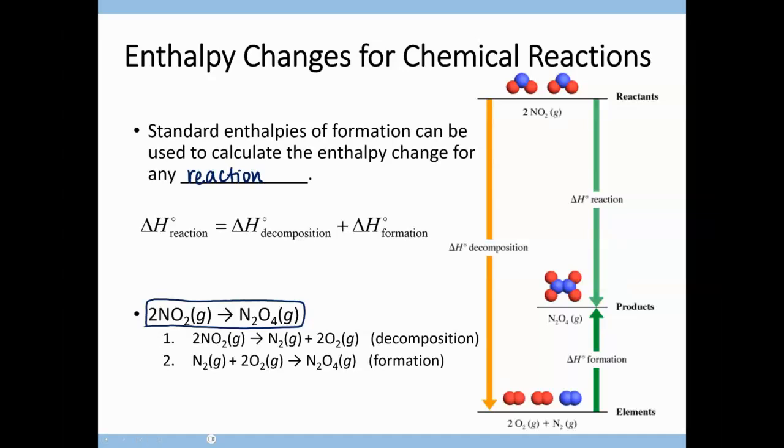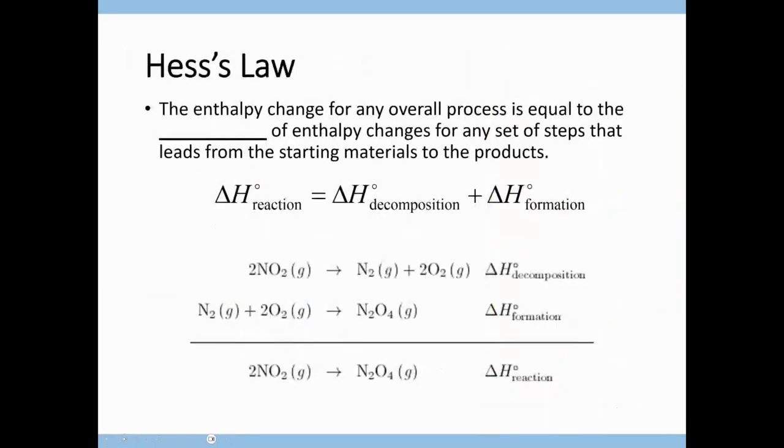Okay, so Hess's law we will use to essentially go through this process. This states that the enthalpy change for any overall process is equal to the sum of enthalpy changes for any set of steps that leads from the starting materials to the products. So as long as you have reactions where you have starting materials as reactants and products as products, you can add enthalpies and find the enthalpy of reaction.